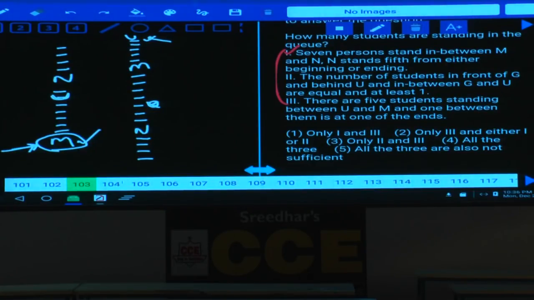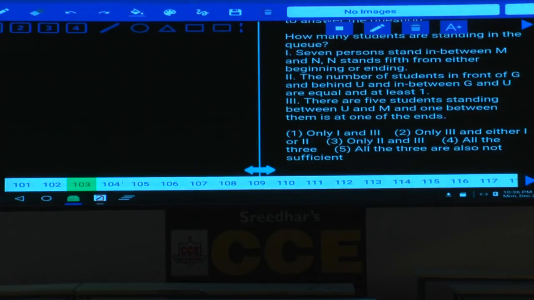Hence combination of 1 and 3 is not possible at all. Are you following? Then choice 2. We cannot go directly to choice 2 because it is a combination of 3 and either 1 or 2. 3 and either 1 or 2 means 3 and 1, or 1 and 2, isn't it? As of now 3 and 1 is not possible, hence choice 2 is ruled out. Then coming to choice 3, only 2 and 3.